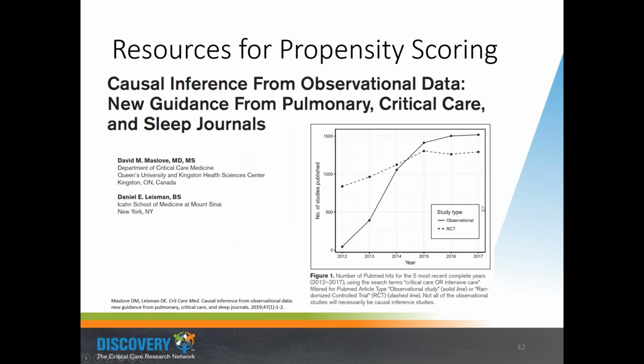And then I'll also highlight this recent editorial, which is from David Maslov, who's the editor for data science for Critical Care Medicine, as well as Dan Leisman, which is guidance about causal inference. So not just propensity scores, but other techniques. And as they point out in this perspective piece, we're seeing a massive increase in the number of observational studies, whereas just a slight increase in the number of RCTs.